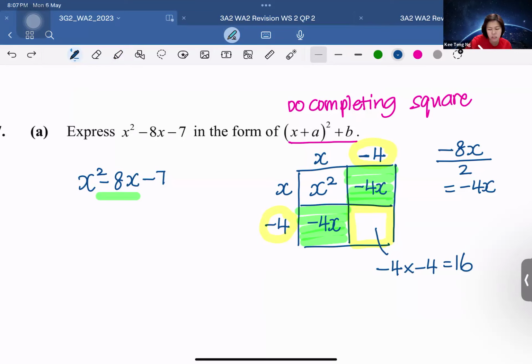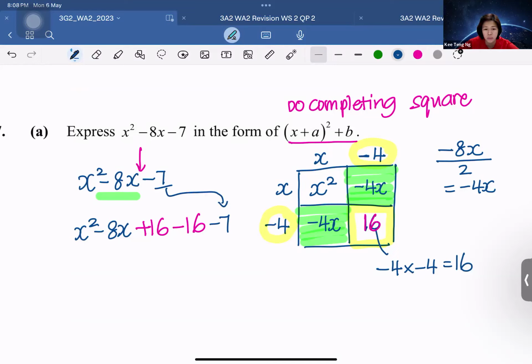But originally, my equation doesn't have the number 16, right? What I need to do is insert the 16 over this portion. My original question doesn't have 16, so I plus a 16, I minus a 16. So I get x squared minus 8x plus 16 minus 16. Then bring down the minus 7.